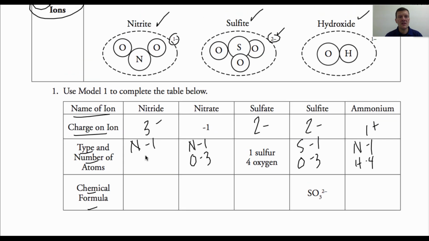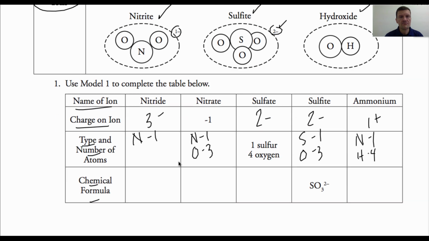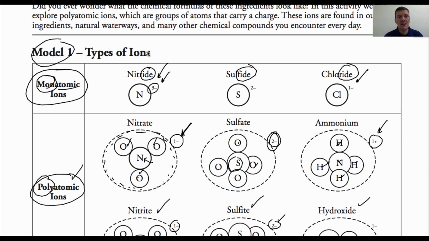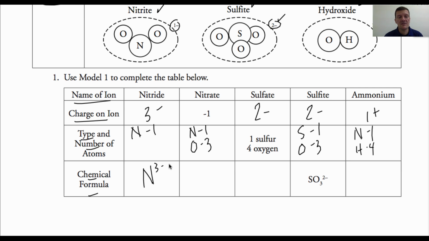The chemical formula is basically, in some cases, just given to you. You just have to look at the number of atoms and the type of atom, and then make your formula. So in this case, the chemical formula for nitride is just going to be N, and then a charge on it. So it's just N negative 3, or 3 negative.